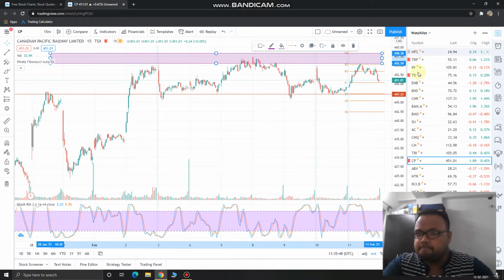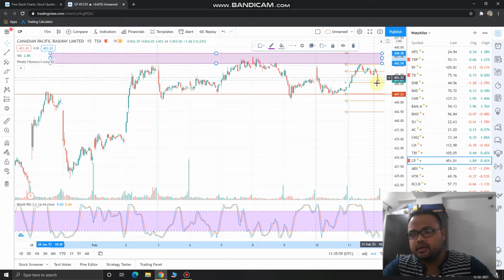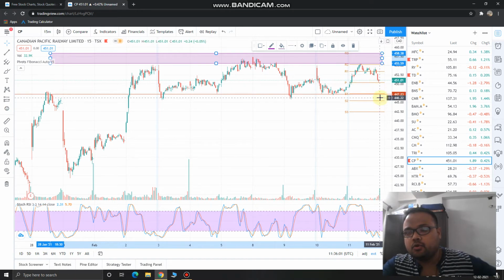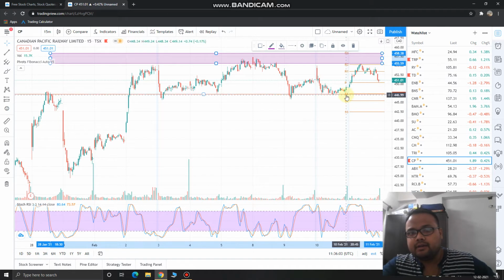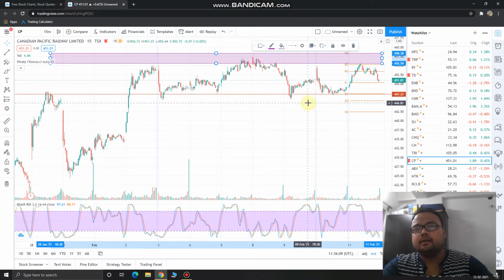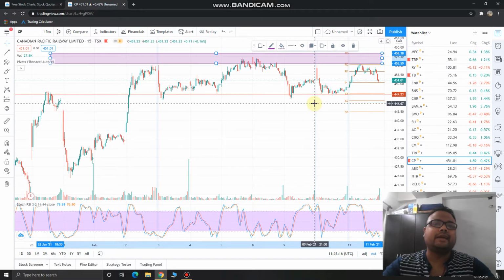I'll say that, see, right now it was almost going down. So if it comes down to 447.23 level, or the level that I have marked with the help of this orange line, then you can easily buy. But do remember, just take the confirmation with the help of candlestick pattern or stochastic RSI.